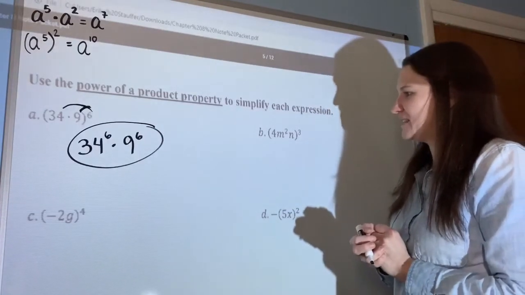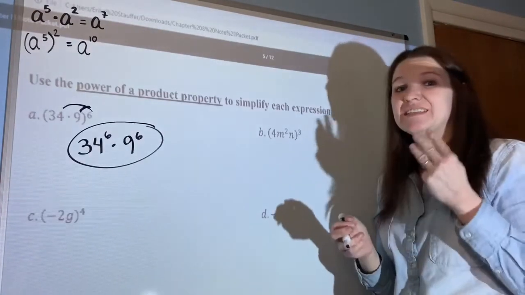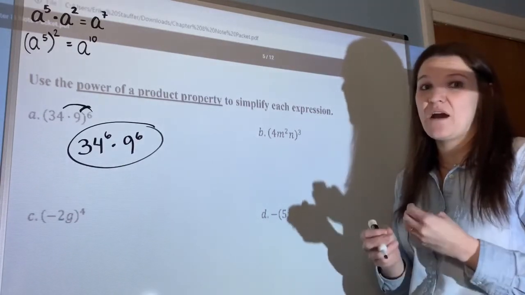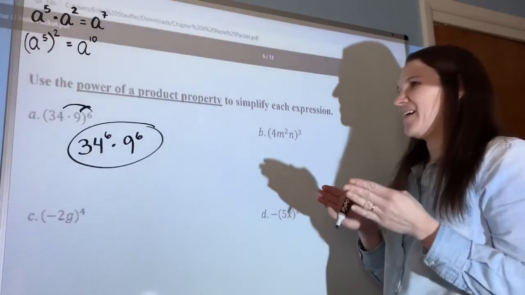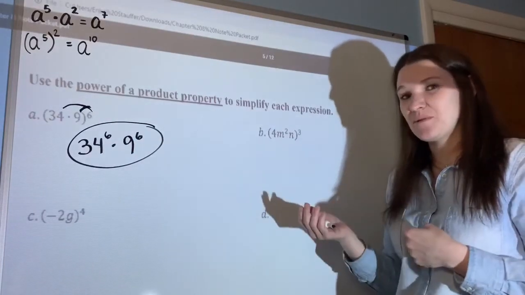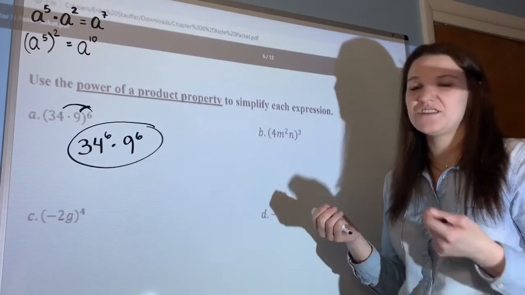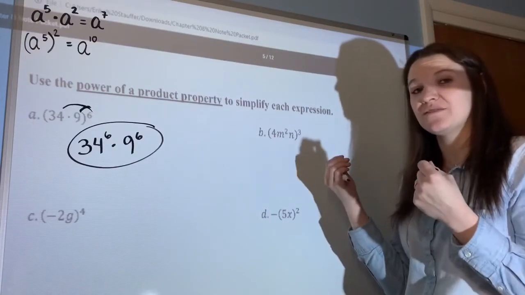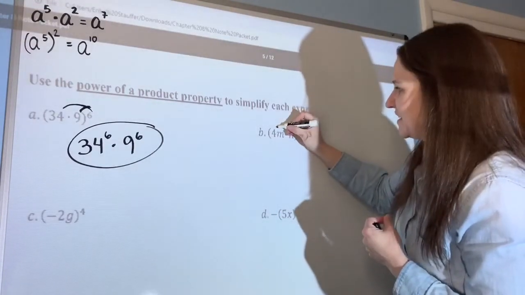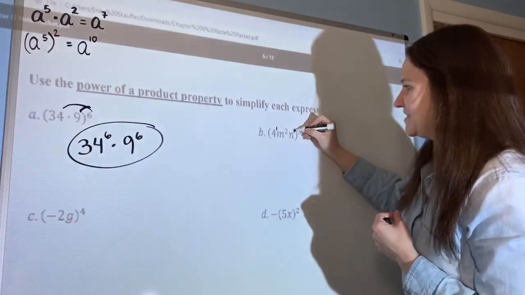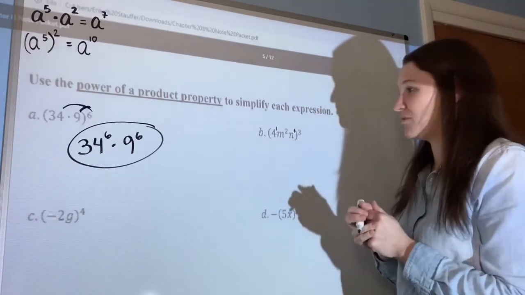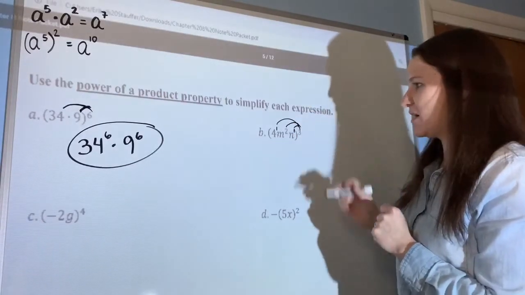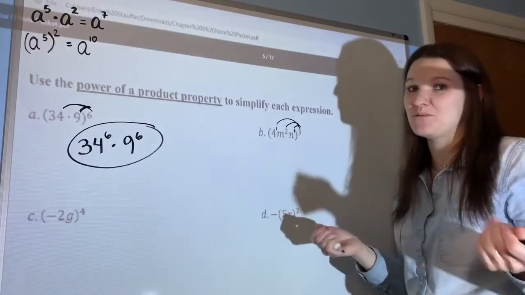All right, for the next example, we have 3 different bases here. That's really important. Whenever I see a base without an exponent, I like to put a 1 in. That just helps me remember that when I take a power to a power, I need to multiply those numbers. So this 4 technically has an exponent of 1, and this n technically has an exponent of 1. So when we distribute that power, remember power to a power, we multiply.